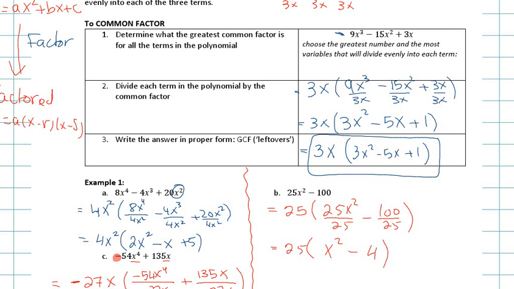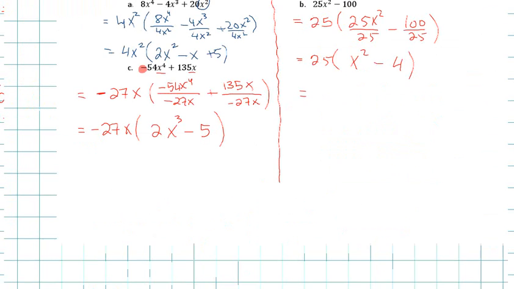25 will stay outside. I thought this question was over. I told you I'm coming back to this. Didn't I? If the question was asking you just to common factor, yes, you're over. But if the question is asking you to factor completely, then you're gonna have to keep going.